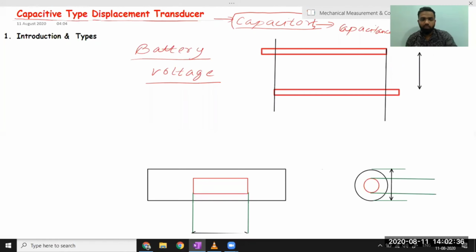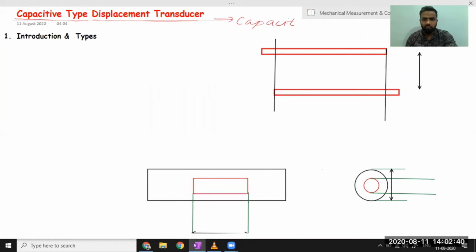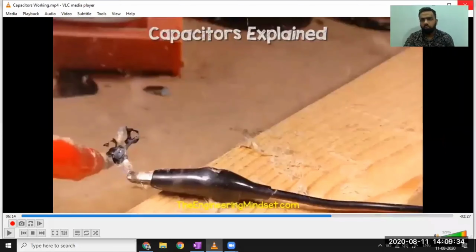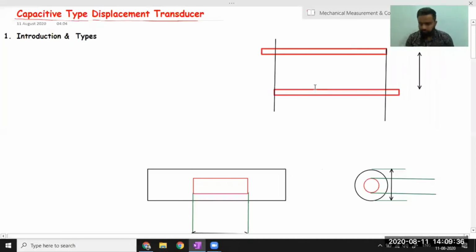So what we are going to do today is start with this simple system. What do you mean by a capacitor? I hope you understood this thing. So if you have understood the capacitor, I would like to write something for you. If I want to introduce the capacitive type of displacement transducer, ultimately what we need to understand is capacitance.